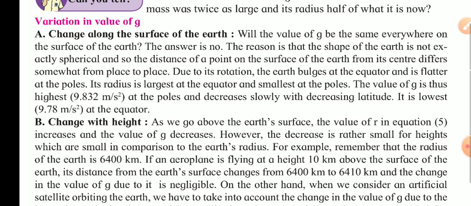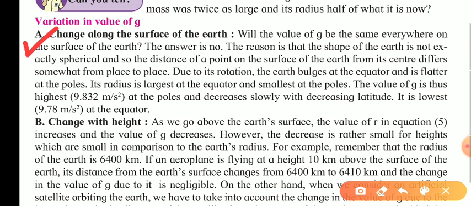Now when we talk about g, there are different factors which affect the value of g. If we think that the value of g is constant throughout the Earth's surface, then that is not the case. With a change in different factors, the value of g changes at different places on the Earth. First of all, the first part is change along the surface of the Earth. As we know, the shape of the Earth is not exactly spherical. It bulges out at the equator.